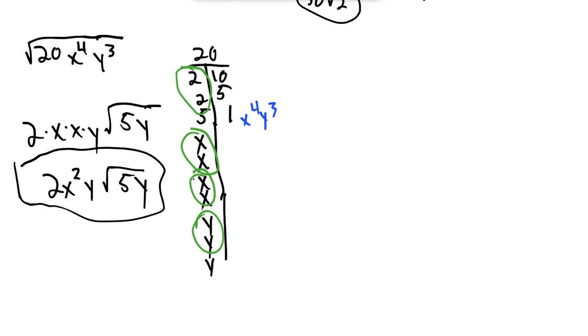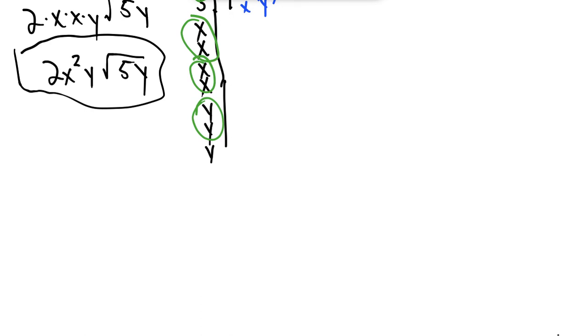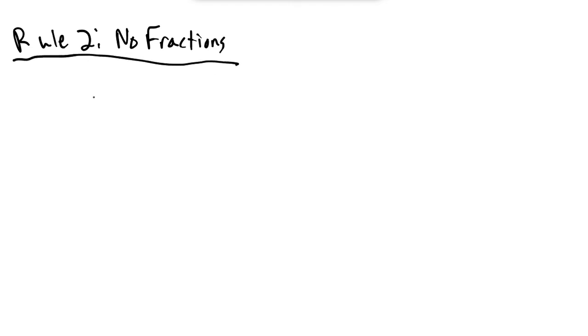So doing this with variables, pretty much the same. Just write them out, circle them, pair them off, and you're good to go. So that's how we get perfect squares out of the square root. What do we do for fractions? Our second rule said no fractions. So if we have a fraction, like if we have the square root of 36 over 25, what do we do?